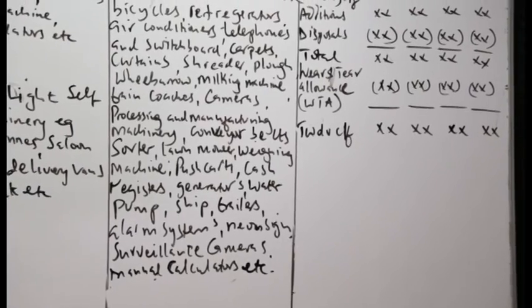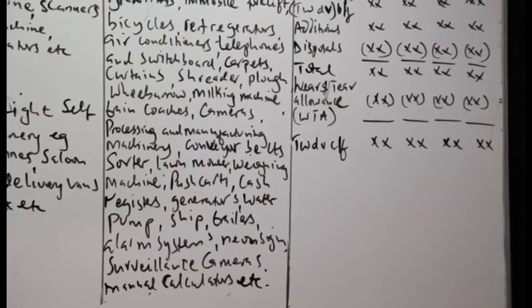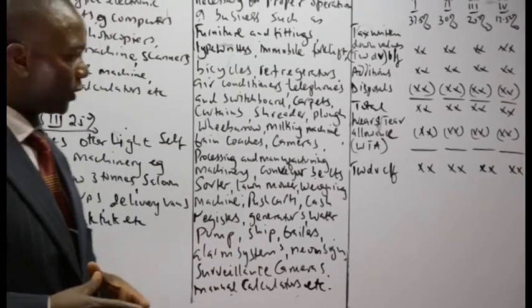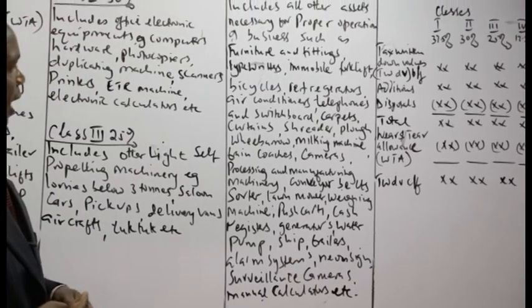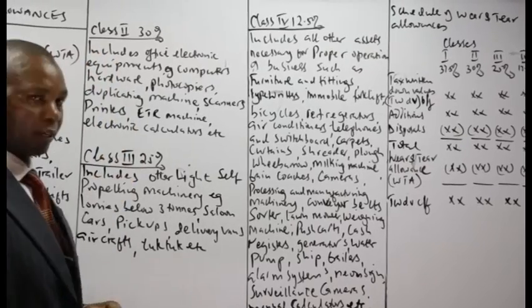So these assets are many. So class 4 mainly consists of the very many other assets that are used in business for the proper operation of the business and are not in class 1, class 2, or class 3.